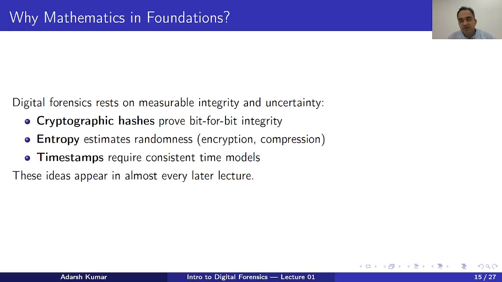Mathematics underpins trust and triage. Cryptographic hashes prove bit-for-bit integrity. Entropy estimates randomness, useful for spotting encryption or packing. Timestamps require consistent time models. Without these ideas, "the files look the same" is subjective.